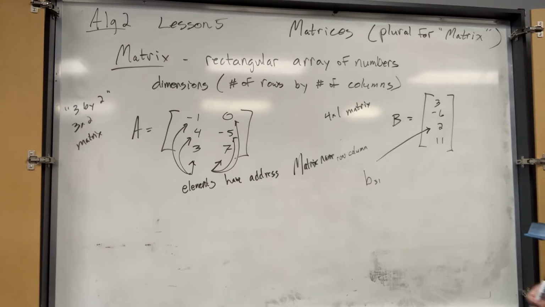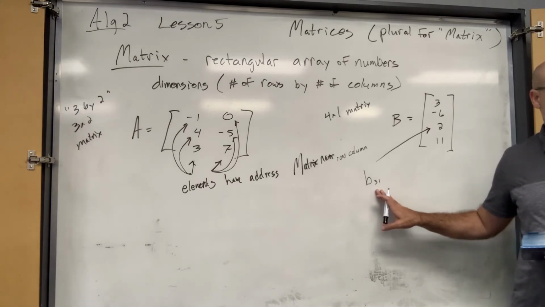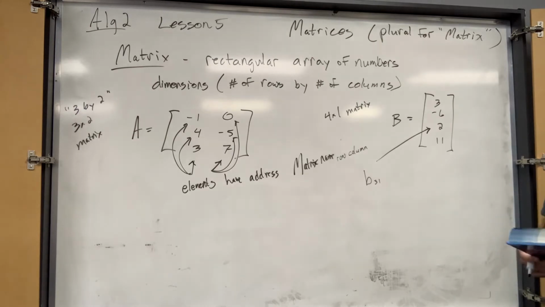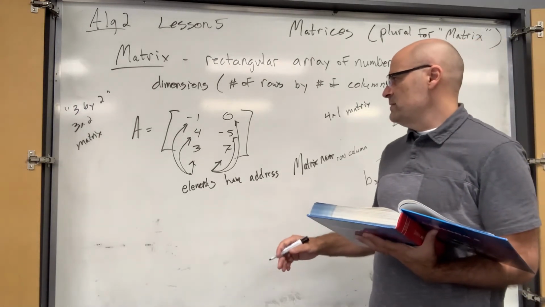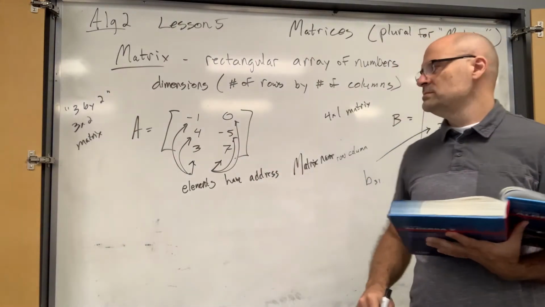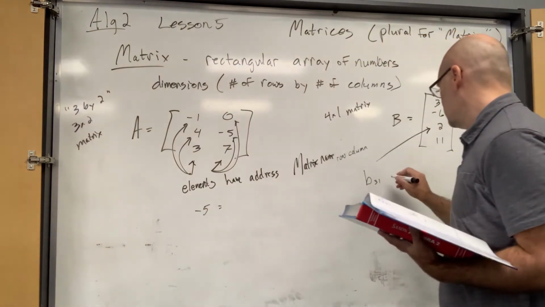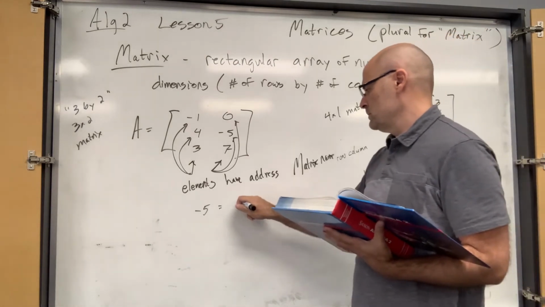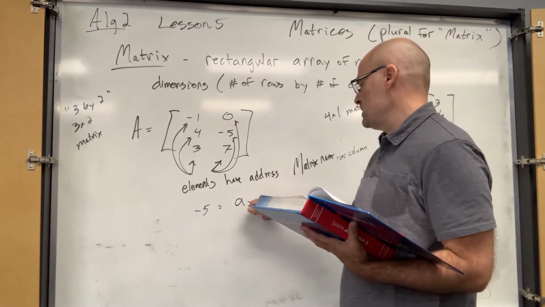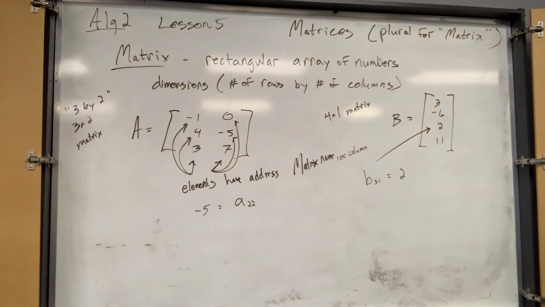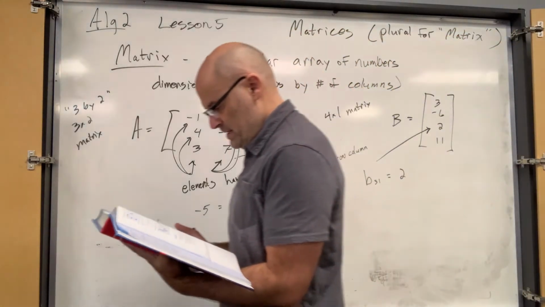You're not gonna be using the address very much, but if you ever do see it, that's what it's referring to. So what would the address of this -5 be? Two. Right, so second row, second column, A22. Okay, good.